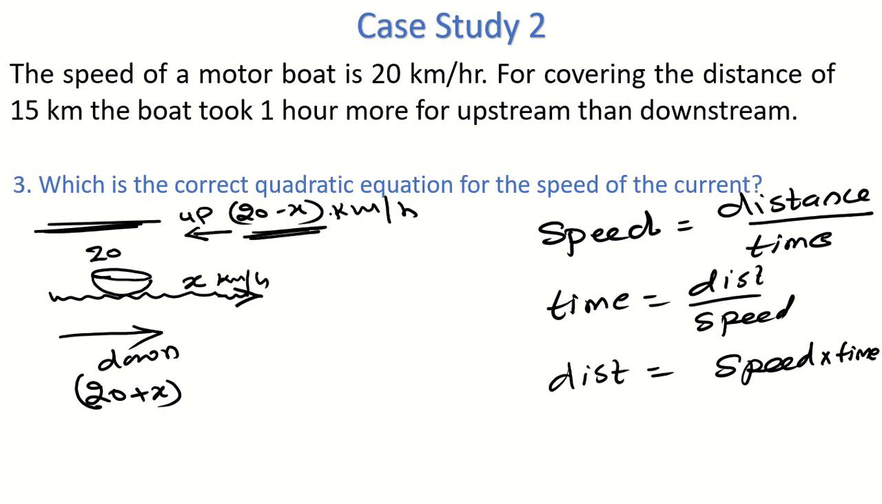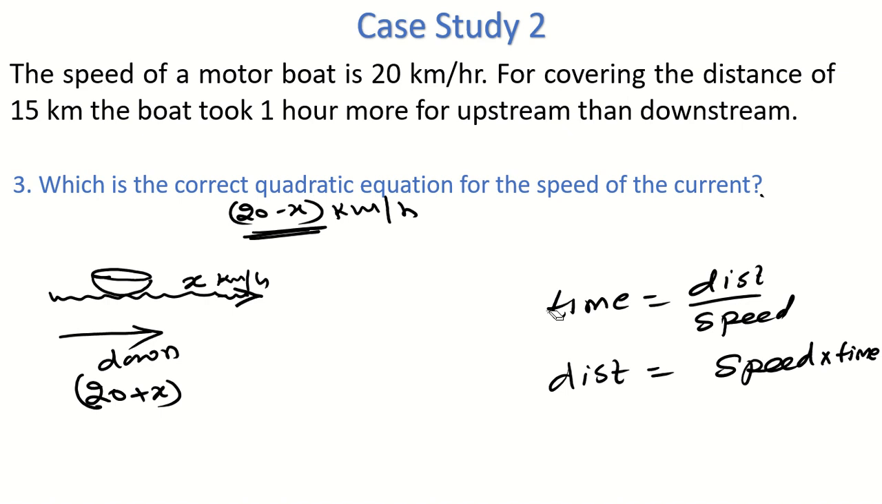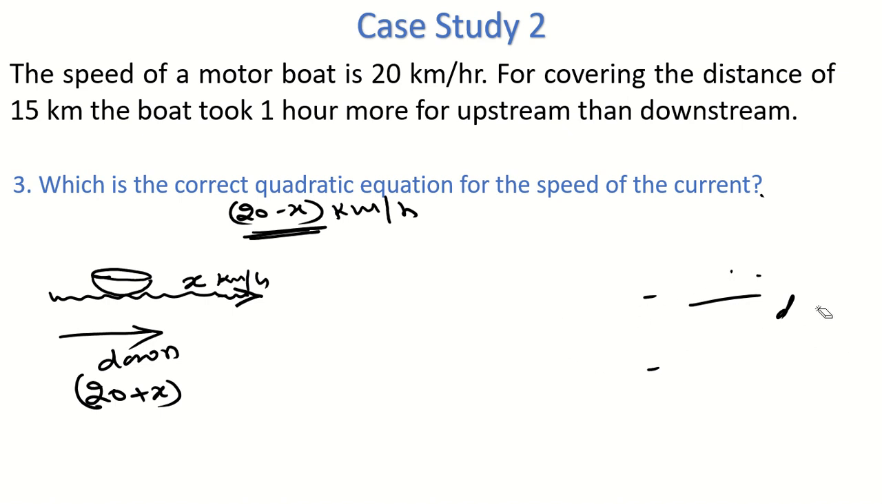Which is the correct quadratic equation for the speed of the current? Okay, means we have to find the quadratic equation. So let's talk about this quadratic equation now. What is here they are saying? Okay, so upstream, downstream, we have to consider the speed also. So upstream, downstream. Okay, downstream is 20 plus x, upstream is 20 minus x, and distance is 15 kilometer.